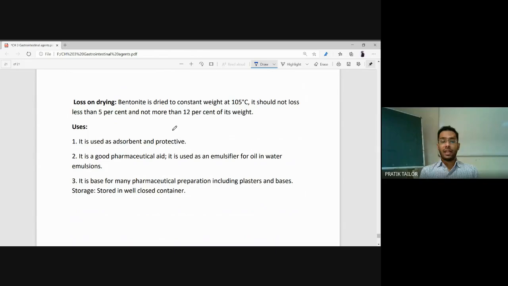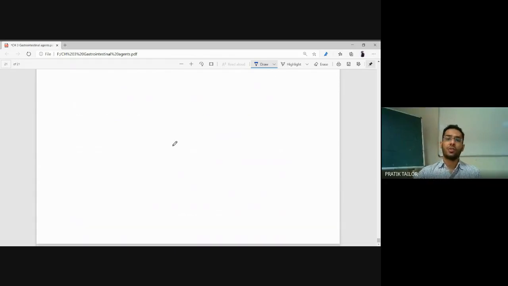The bentonite can be used as an adsorbent and protective, and it is majorly used as a pharmaceutical aid. You can use it as a suspending agent, you can use it as an emulsifying agent, in many of the plasters, and it is stored in a tightly closed container. So this is the basic thing.